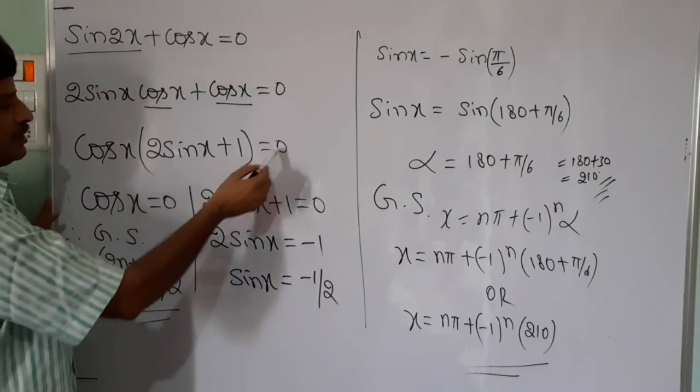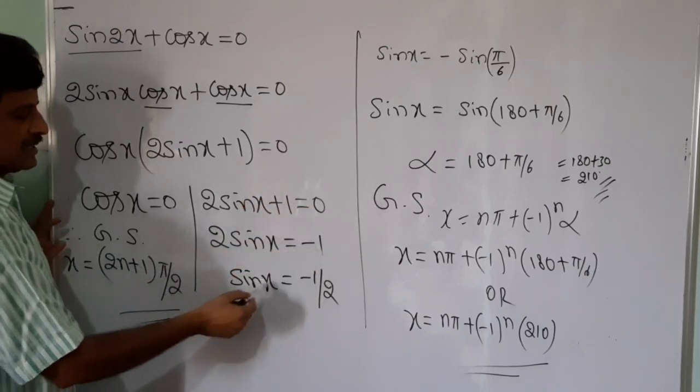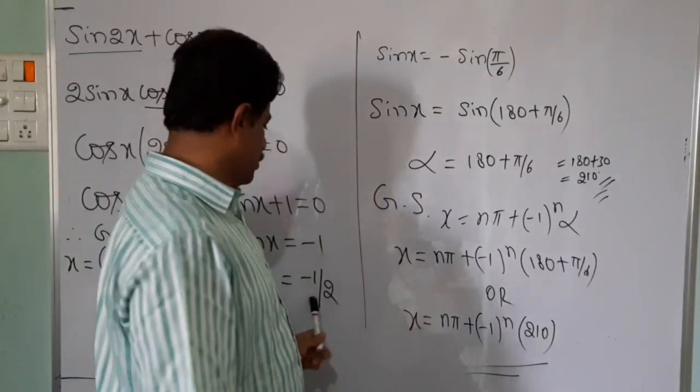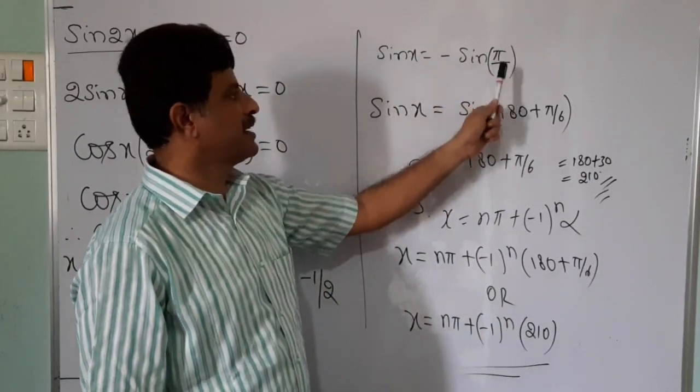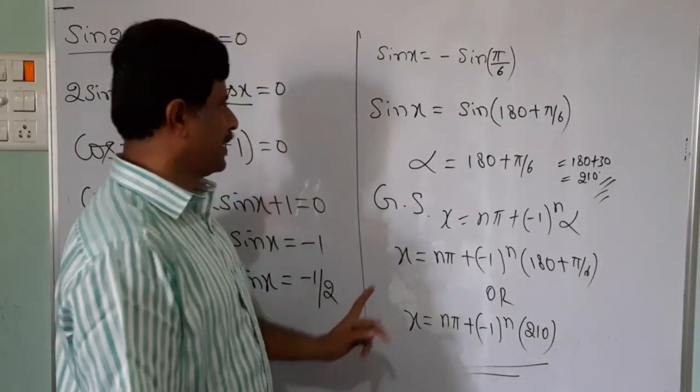2 sin x plus 1 is equal to 0. 2 sin x is equal to minus 1, so sin x is equal to minus 1 by 2. So next, sin x is equal to minus 1 by 2 can be written as minus sin pi by 6. Pi means 180, by 6 is 30. Sin 30 is equal to 1 by 2.